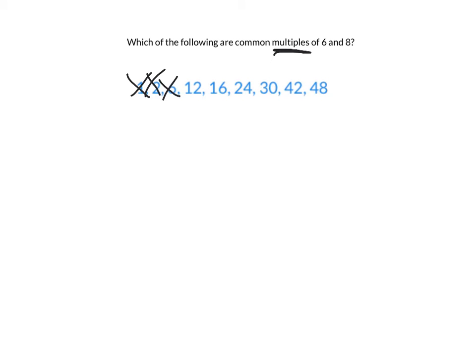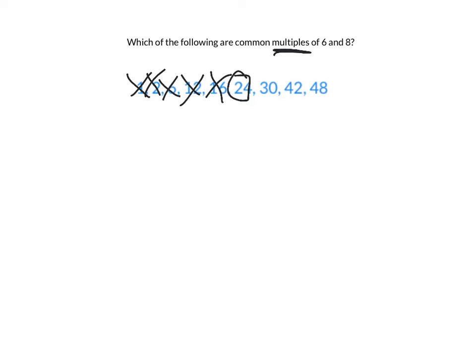so now I start thinking, can 6 go into 12, or can I multiply something with 6 to get 12? Well, yes I can. I can do 6 times 2. Can I multiply something with 8 to get 12? I can't. So that does not work. Can I multiply something with 6 to get 16? No, I cannot. Can I multiply something with 6 to get 24? Well, 6 times 4 is 24, so now I need to check the 8. 8 times 3 is 24. So that works for both of them.